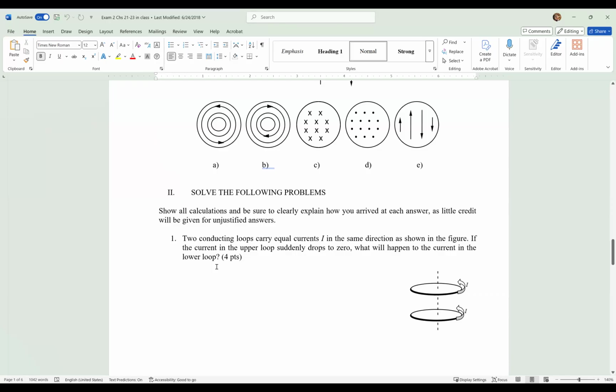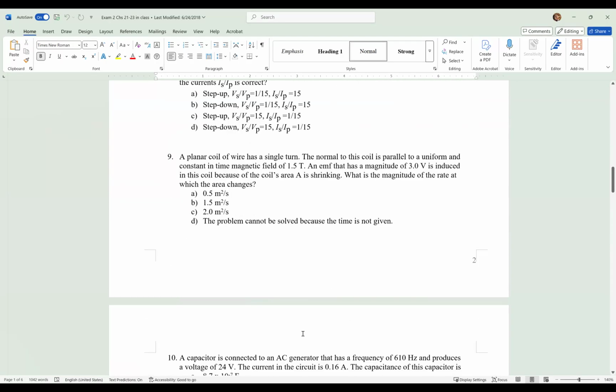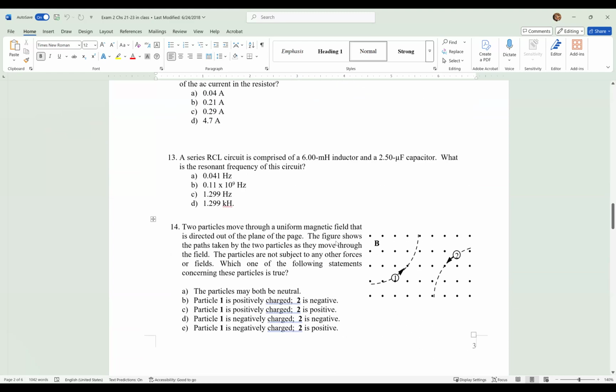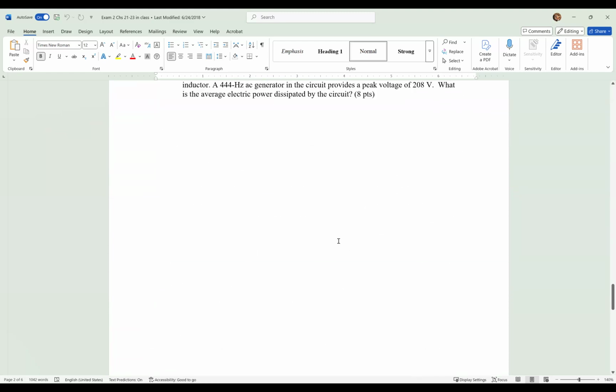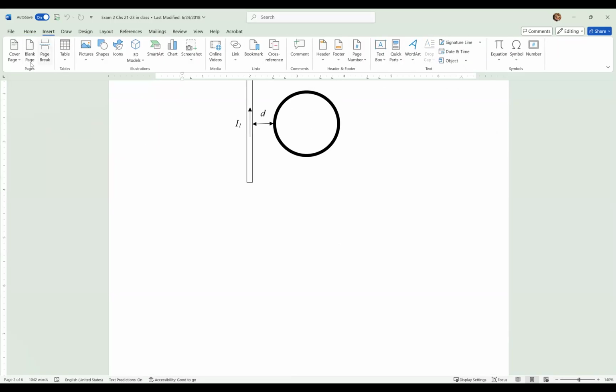So this is the second part. The first part has 20 multiple choice, and for all the multiple choice problems, don't overthink it. They are usually very simple. You only need maybe one line of calculation to get the right answer. But the most important thing I want to tell you is how to submit your answer.